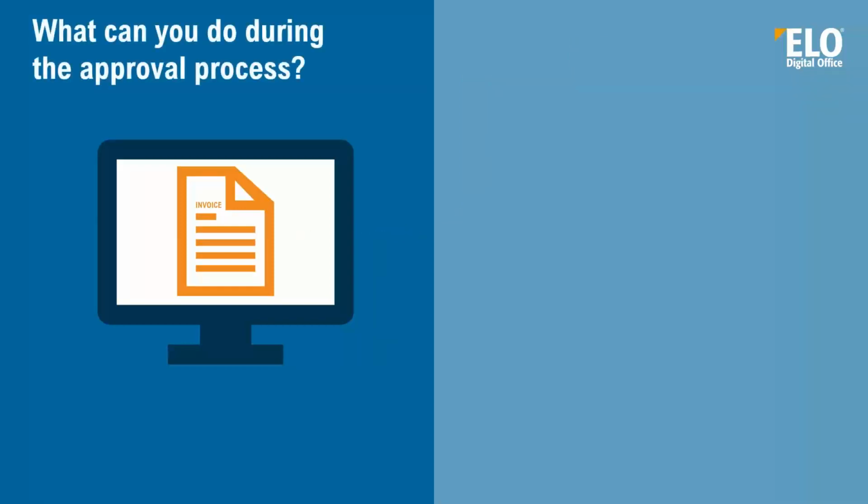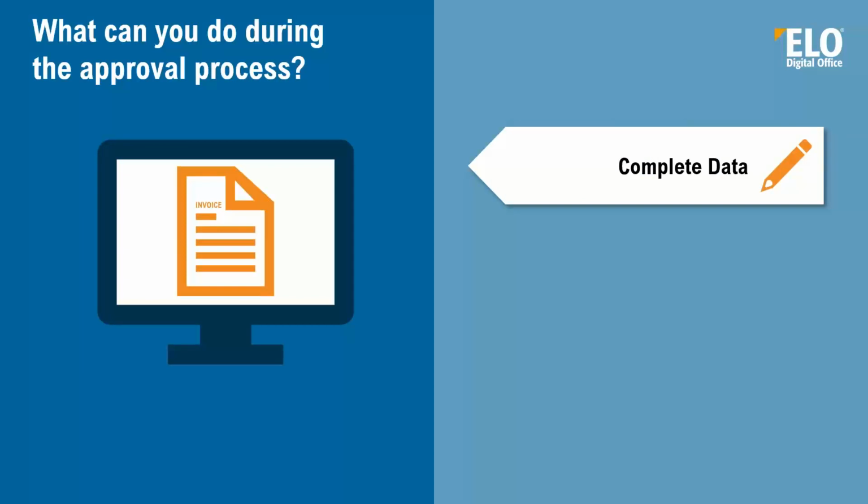And what can you do during the approval process? The most important thing is you can complete the data. In every step of the approval process, you get a form where you can fill in or change some data. So, for example, when you want to post to the accounts for single positions, then you can do it during the approval process. You can send an approval process to different departments in your company. For this, you have to fill in the data, which department you will send this invoice, and so on.